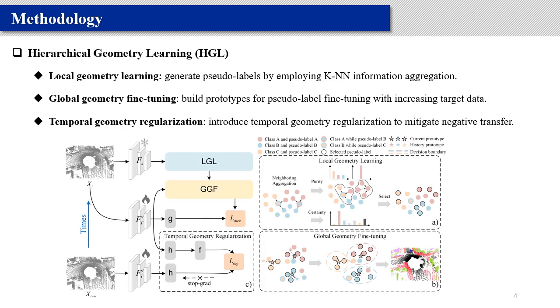Technically, HGL comprises three complementary modules. First, local geometry learning generates pseudolabels by employing KNN information aggregation. Then, global geometry fine-tuning builds prototypes for pseudolabel fine-tuning with increasing target data. Building upon the first two, temporal geometry regularization is introduced to mitigate negative transfer.